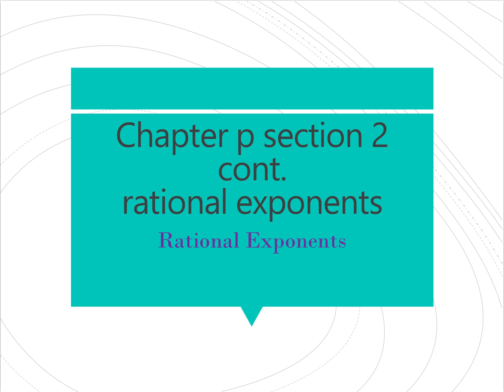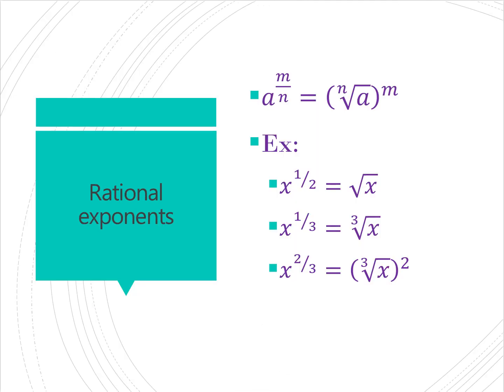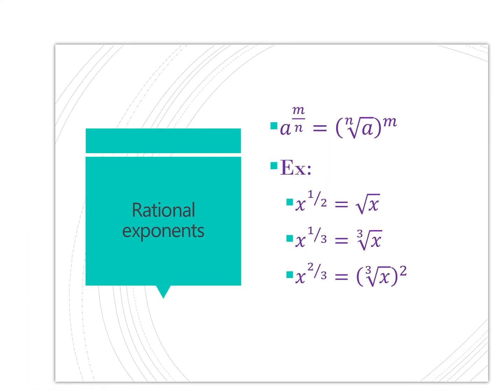In this section, we're going to continue working with exponents, but instead of integer exponents or negative exponents, we're going to deal with rational exponents. And rational exponents really just means fractional exponents. And so the rule with rational exponents or fractional exponents is if we have a to the m over n power, we can convert this to a radical expression.